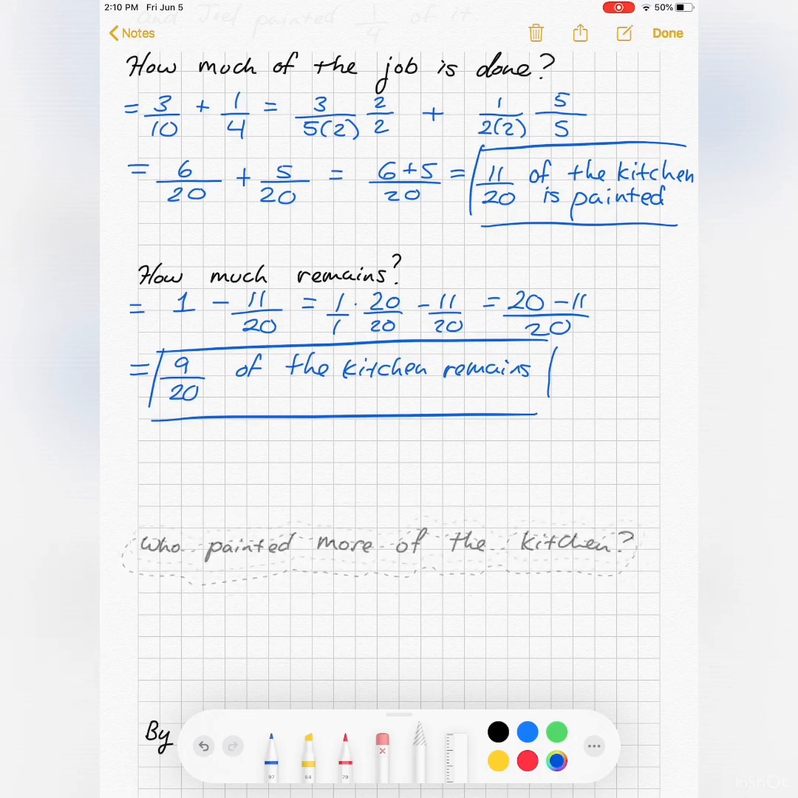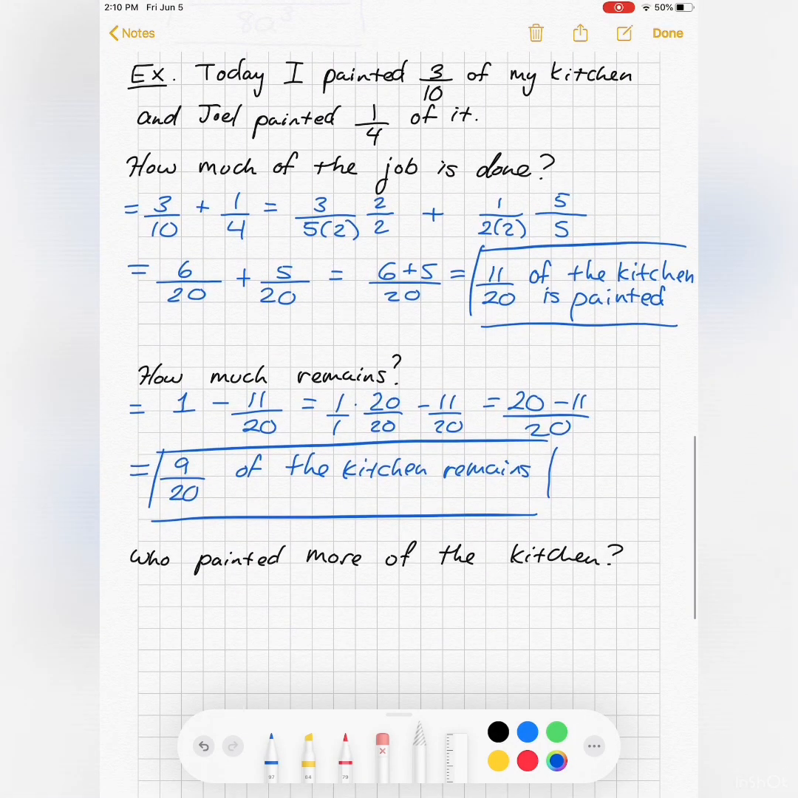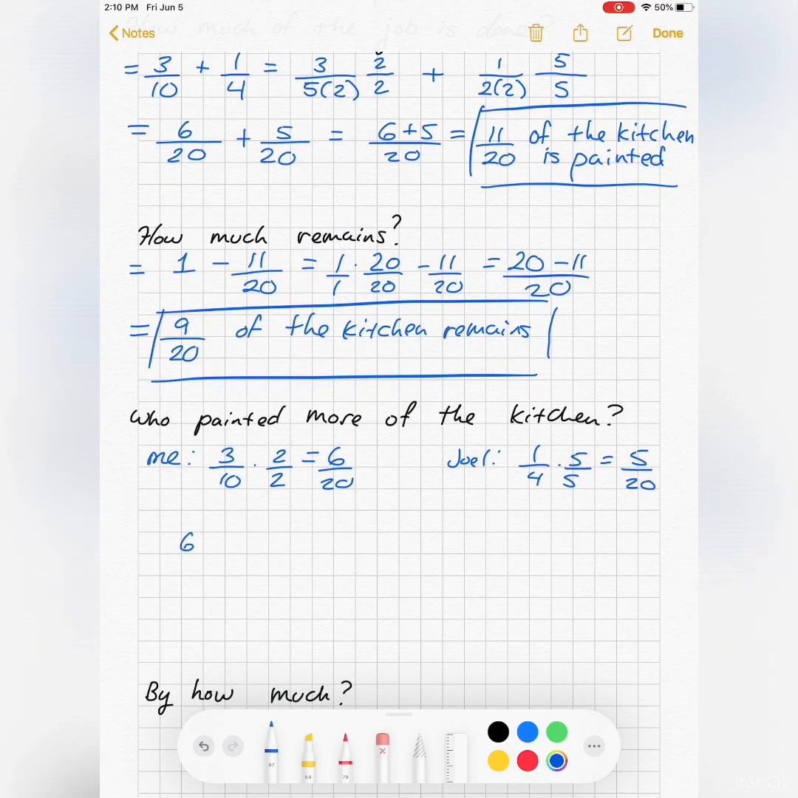Who painted more of the kitchen? Well, what did we have? I painted 3/10. Joel painted 1/4. So how do those compare? So we have to write them with a common denominator. So what was it, 20, right? This was 6/20. And this was 5/20. So 6/20 is more than 5/20. Therefore, I painted more than Joel.